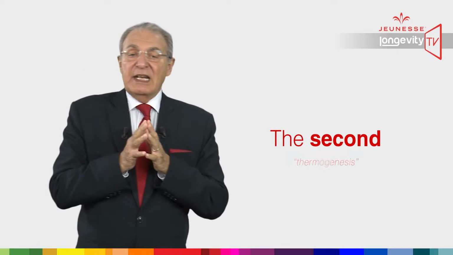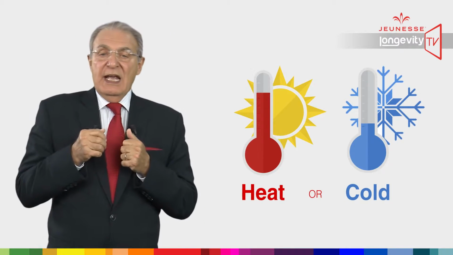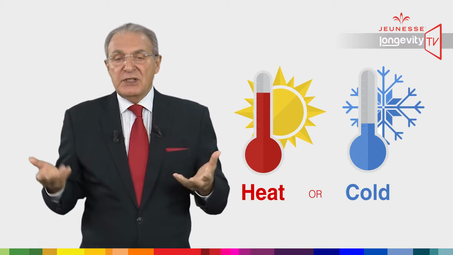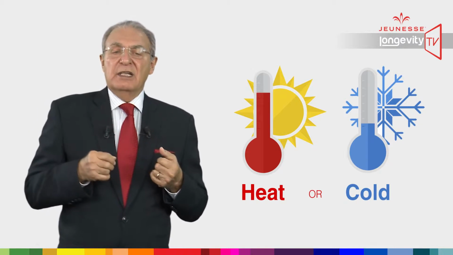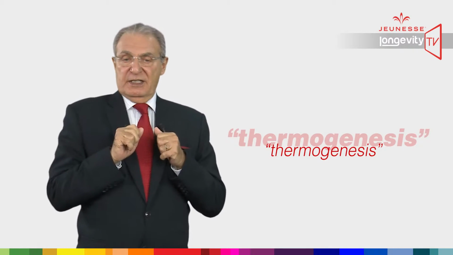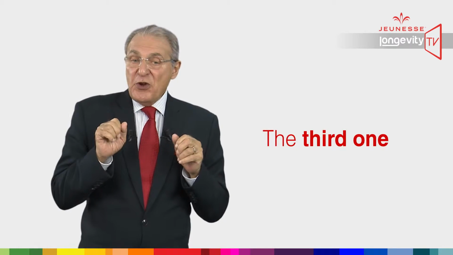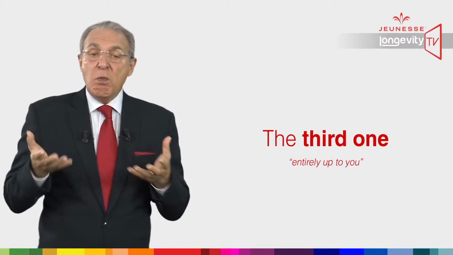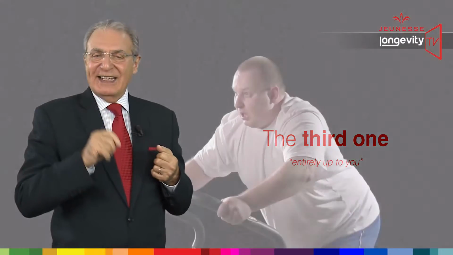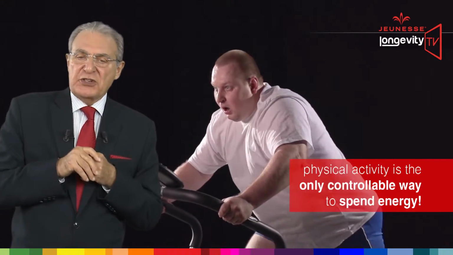The second spending is the necessary energy to fight against heat or cold. And this depends on the environment and the way that you are protected against heat or cold. It is called thermogenesis. And again, you have little control over that. The third one is the energy required to move your body, and that is entirely up to you. This is to say that physical activity is the only controllable way to spend energy.